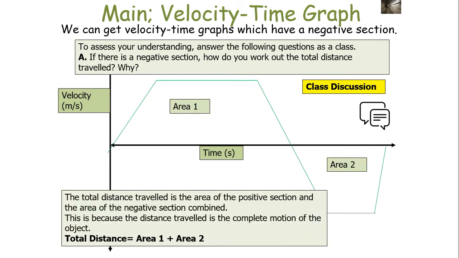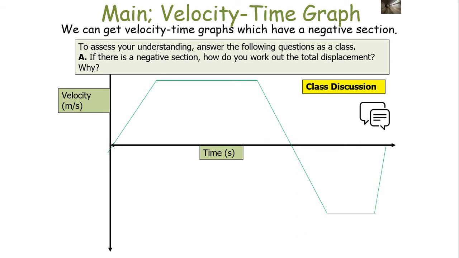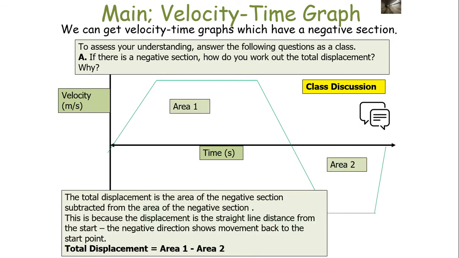So this means to work out your total distance travelled, you would have to add the two areas because distance doesn't include a direction, it's a scalar, so it doesn't matter what direction it's moving, you would still add them. But if you wanted to work out the total displacement, you would subtract one from the other because they're in different directions to each other.